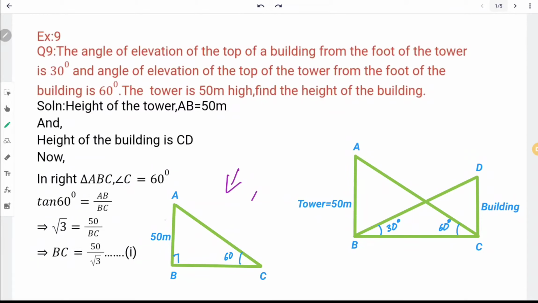tan 60 is perpendicular by base, right? So AB by BC. Now we already know the value of tan 60 is what? Root 3. AB, the height of the tower, is how much? 50 meters, right? Once we've written the values, we'll do cross multiplication. This BC will go up and then this root 3 will come down to the denominator. All right, so mark that as equation 1.